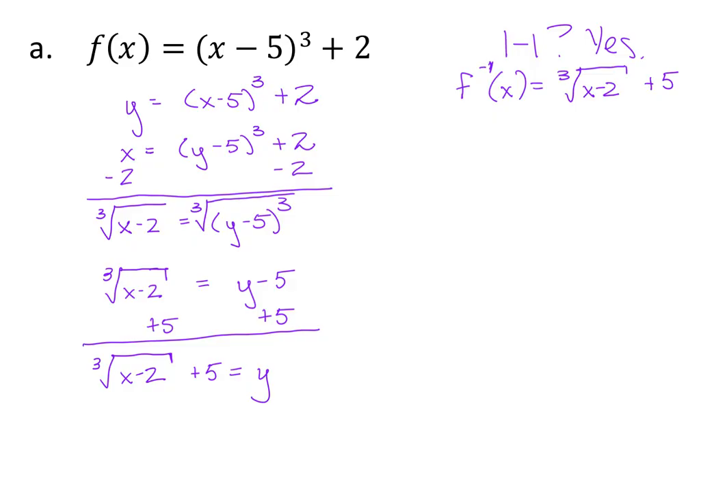All right, so when we talk about domain and range, for f of x, we have a domain of all real numbers. It's a cubic. And for our range, our graph also goes forever up and forever down. And so it is going to be all real numbers as well.